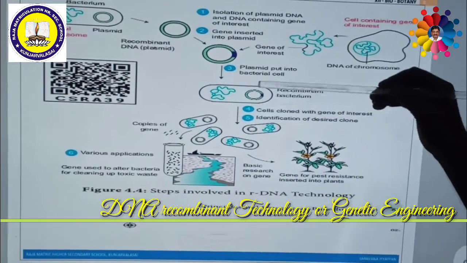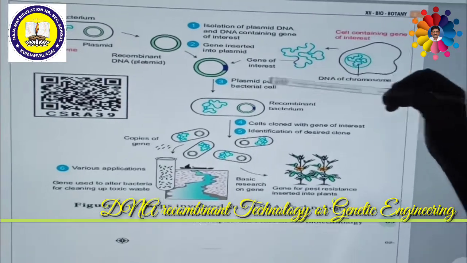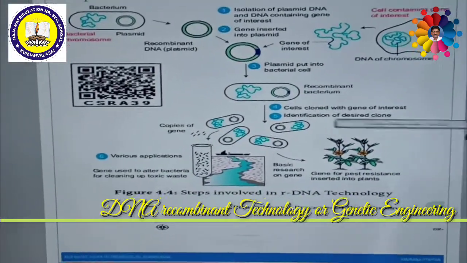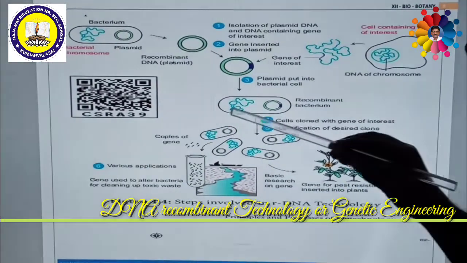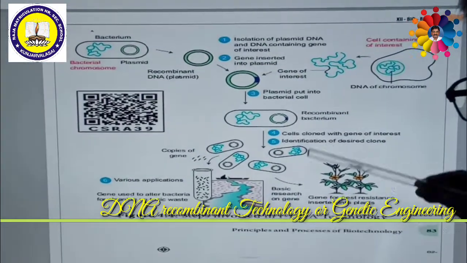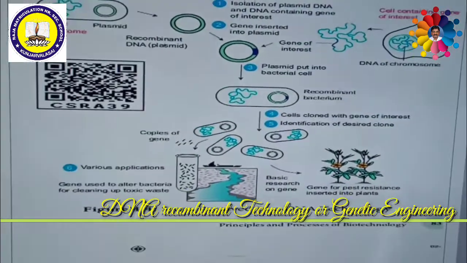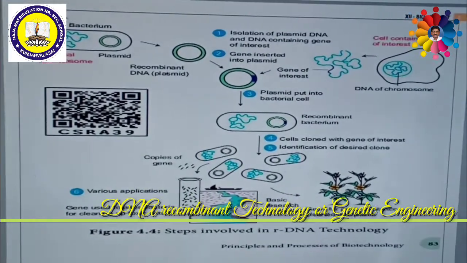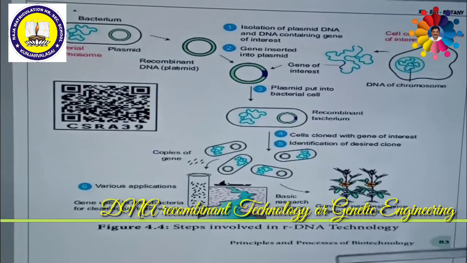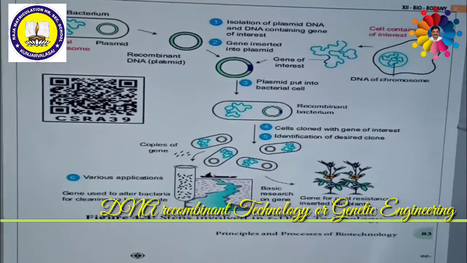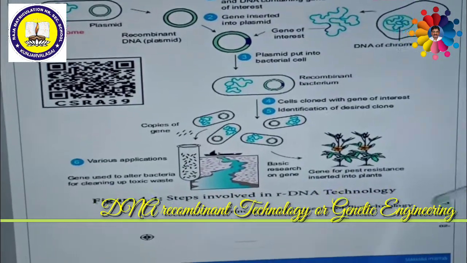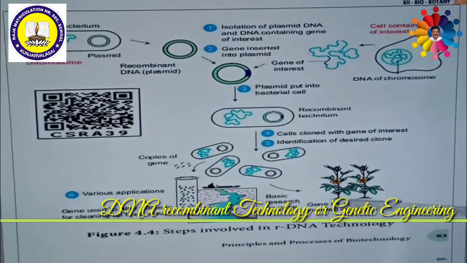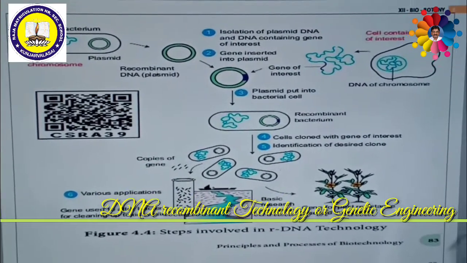Then the rDNA is multiplied inside the host cell. Naturally, inside the host cell, the rDNA will be multiplied. Then a huge number of these rDNA will be produced. That can be used to remove the pollution caused by oil spills. Not only for this, a lot of products can be obtained through this rDNA technology. This is called genetic engineering, or recombinant DNA technology, or gene cloning.